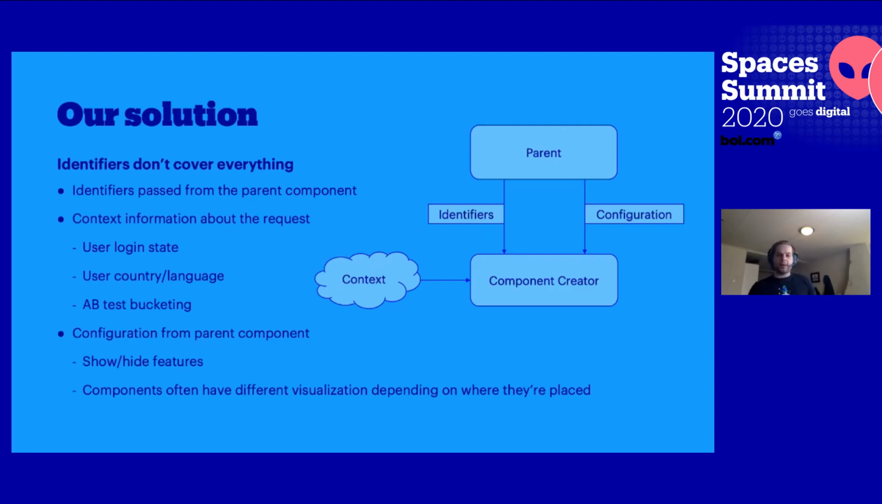However, I've mostly been raving on about identifiers, but they don't cover everything. Identifiers are passed from the parent component, but you just need a little bit more information. For example, one of the things that we run into often is that we need information about the request itself, or about the customer state. So, for example, we need to know whether the customer is logged in or not. Or we need to know what their current country is, or the language they would like to see the website in. We also have A/B test bucketing, where we need to know, like, should we show this cool new feature to the customer or not, so that we can test it.